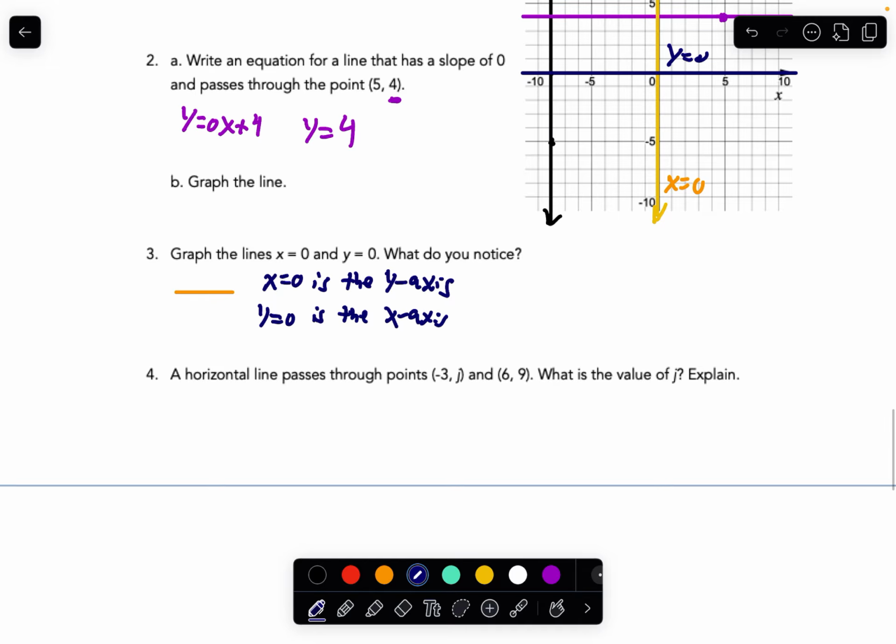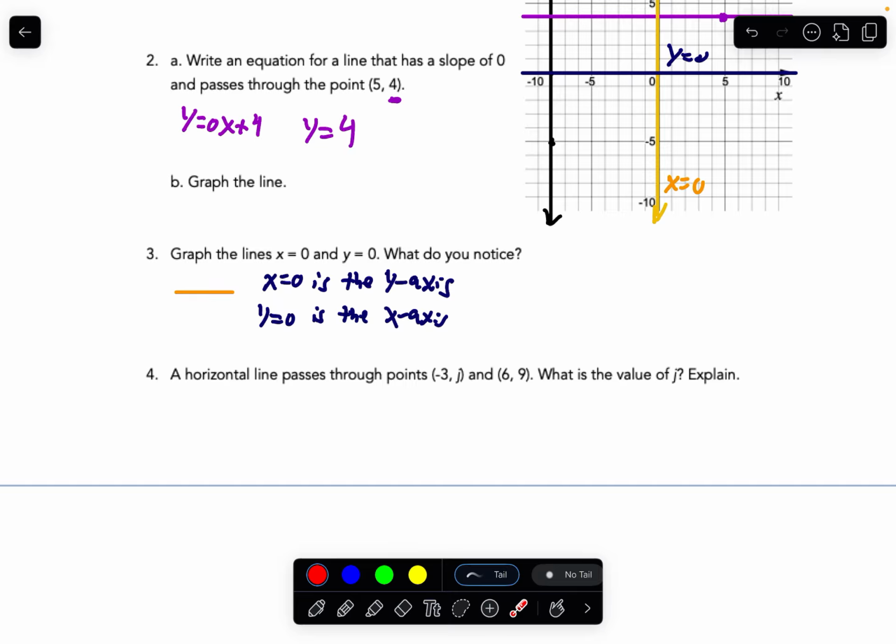which is a little bit counterintuitive because you would think if it's x equals 0, it's going to be the x-axis. But no, it's the y-axis. It's the line that all x values are equal to 0, and that's the y-axis. Same thing for the y equals 0. You may think that's the y-axis, but it's not. It's the x-axis because everywhere along the x-axis, the value of y is 0. So it's this line right there. So be aware of that.